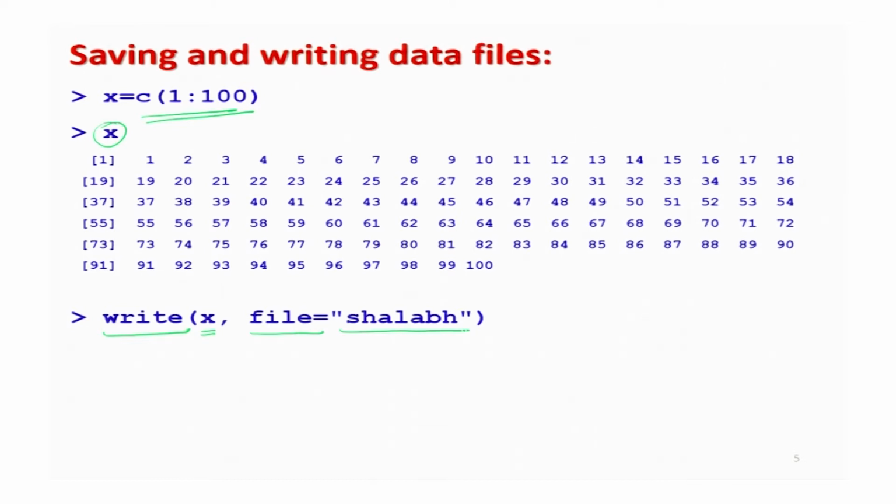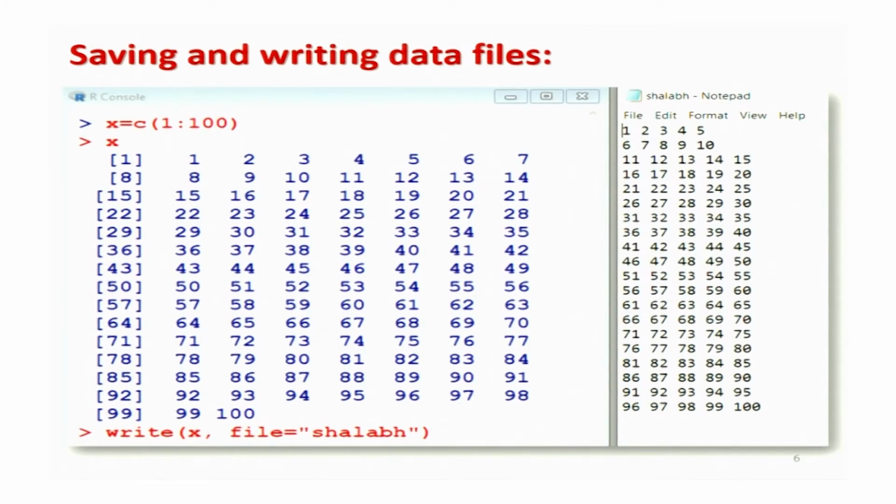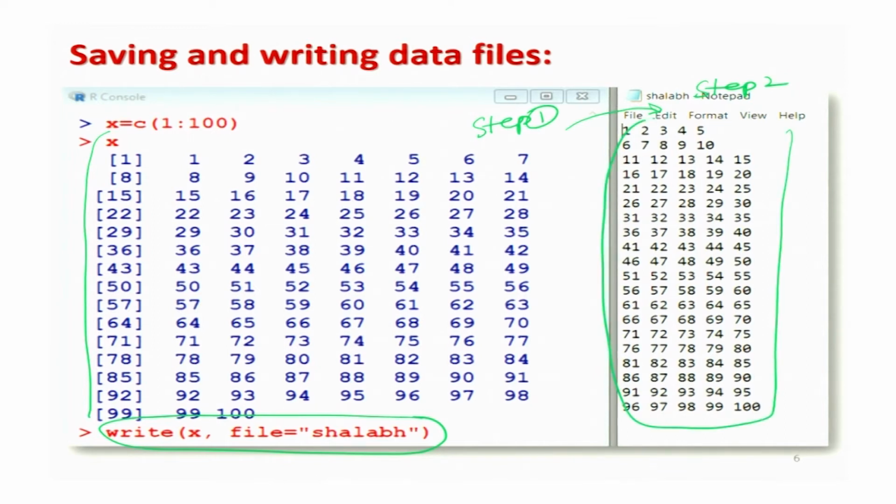Let us see what will happen on the R console. First I have to change my directory so that I can show you where the file is going to be. Then I write this data value x, and execute the command write, and then you can open the file in Notepad. So this is step 1, and this is step 2, where you will see that all these 100 values which you generated in x are stored here.